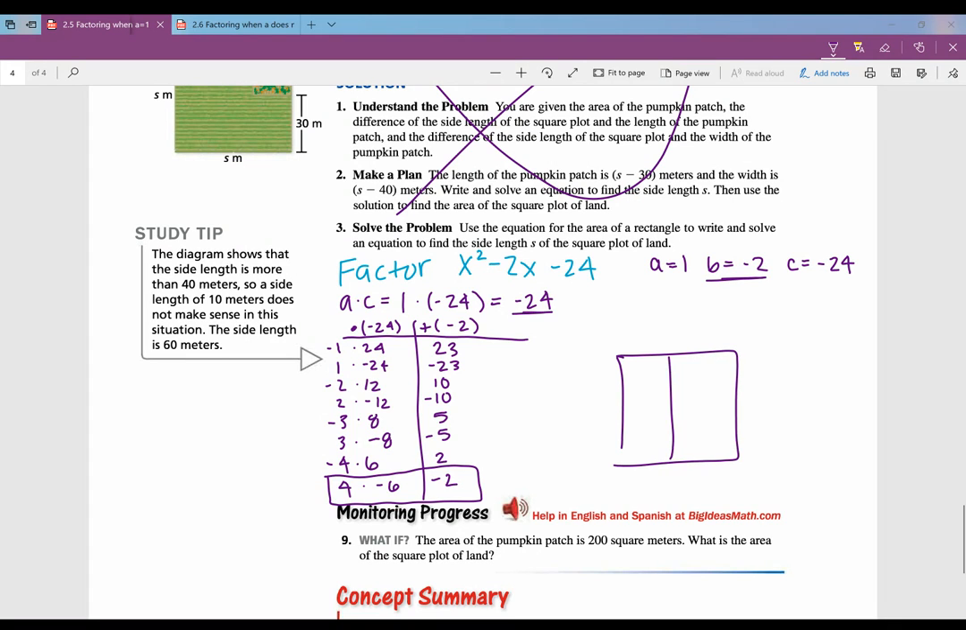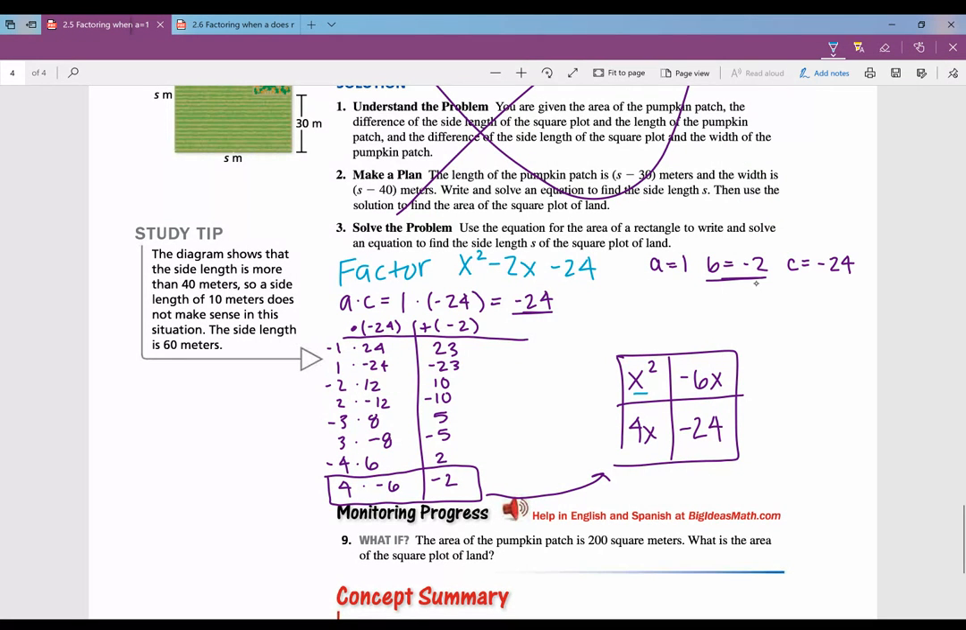So let's make our box. We have our first term in the first box, x squared, last term in the last box, negative 24, and then we're going to bring our factors in. So we have 4x and negative 6x. Now we just need to find our sides.